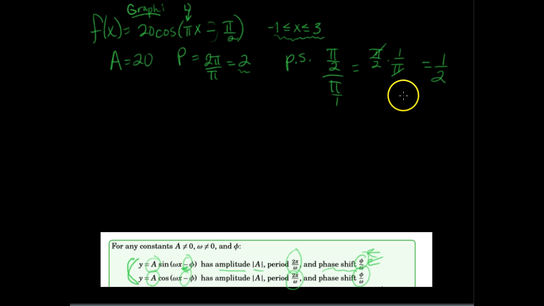Okay? Now, if it happens to be a minus, believe it or not, on the inside of your function, a minus something, then it's going to be a shift to the right. So we're going to shift it to the right. So you can just check your signs.